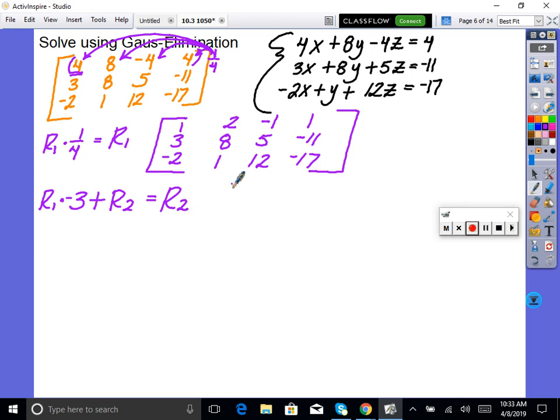Okay, so now let's write out our new matrix. Now, once again, I really recommend saying, see how it says equals row 2? I know I'm changing row 2. I'm not changing row 1 or 3. So I'm going to put those in so I'm not tempted to change them on accident. You guys see what I'm saying?